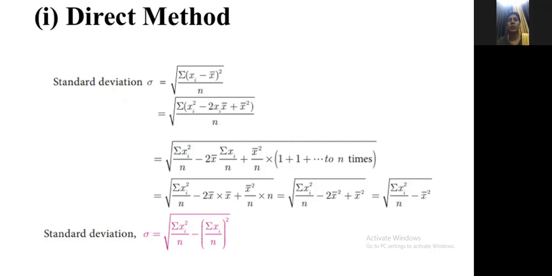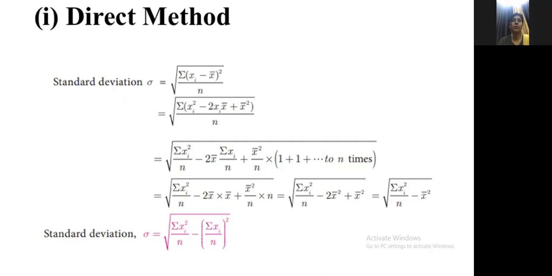This is the first direct method. In this direct method, you can see that the calculation of standard deviation, that is sigma, is the same as the calculation we did for variance. In the formula, we are using a few symbols, that is x and x bar. What is this x? This xi represents the data given, that is the data set given. And this x bar is the mean of that data set.